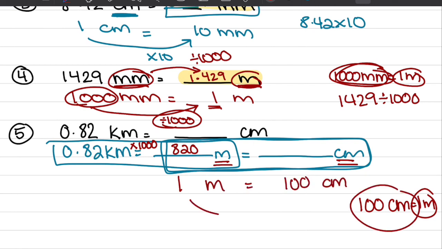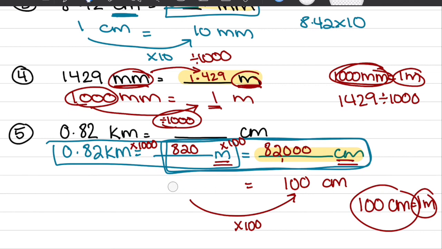How do we get from 1 meter to centimeters? We multiply by 100. So here I'm going to multiply by 100. So that gives me this answer right here, 82,000 centimeters. So that is the final answer. We've converted from kilometers to centimeters, but we just had to make a stop at the meters first before we convert to centimeters. As promised, I said I was going to show you a shortcut when you have situations like this.